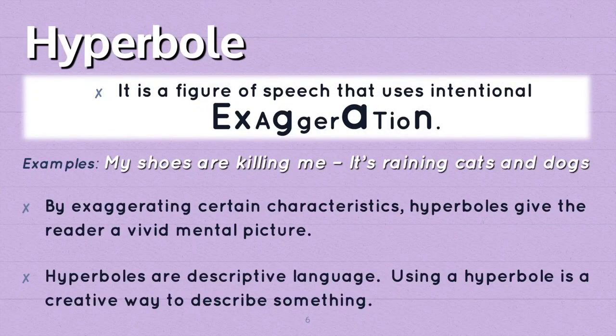So then we have a hyperbole. What is a hyperbole? It is a figure of speech that uses intentional exaggeration. Exaggeration, and that's your key word right there. Examples. My shoes are killing me. Or, it's raining cats and dogs. By exaggerating certain characteristics, hyperboles give the reader a vivid mental picture. Hyperboles are descriptive language. Using a hyperbole is a creative way to describe something.